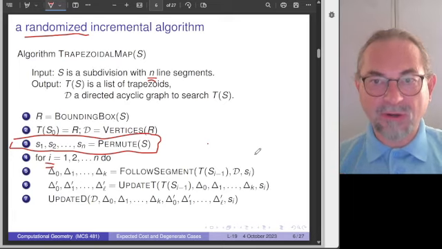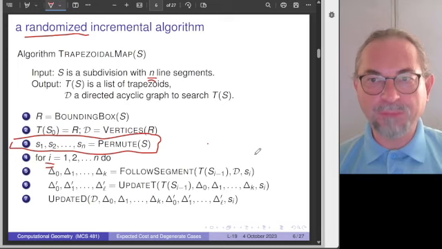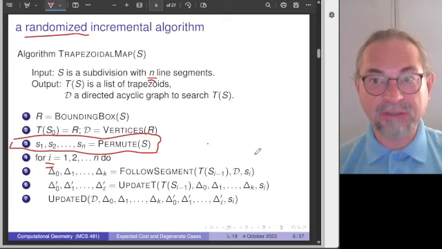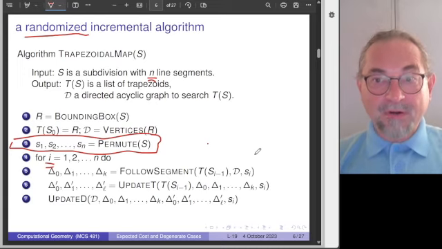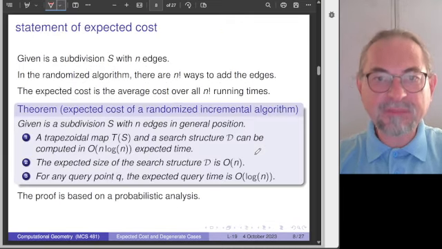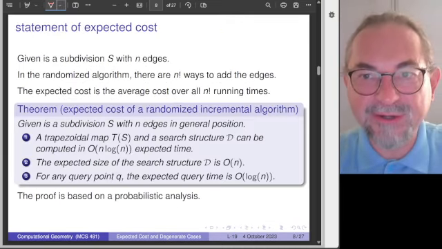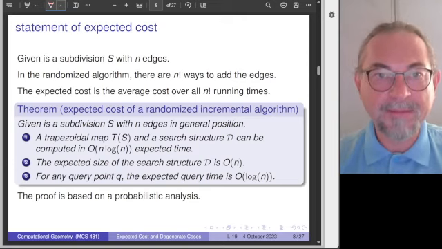So the correctness of this algorithm follows from the loop invariant. At every stage, we have a correct trapezoidal map, and we have a corresponding directed acyclic graph that allows us to efficiently locate any point in this data structure. Okay, I'm 10 minutes in, summarizing the previous two lectures. Let me now state the main theorem that we are trying to prove today.